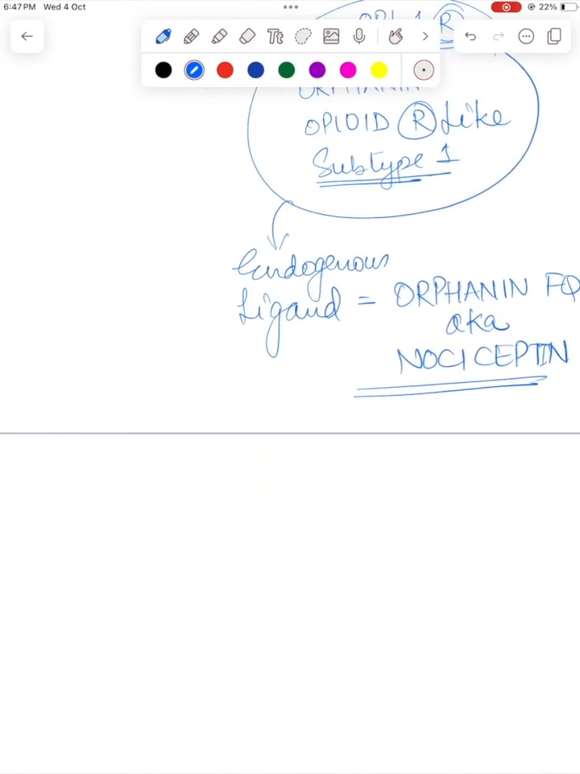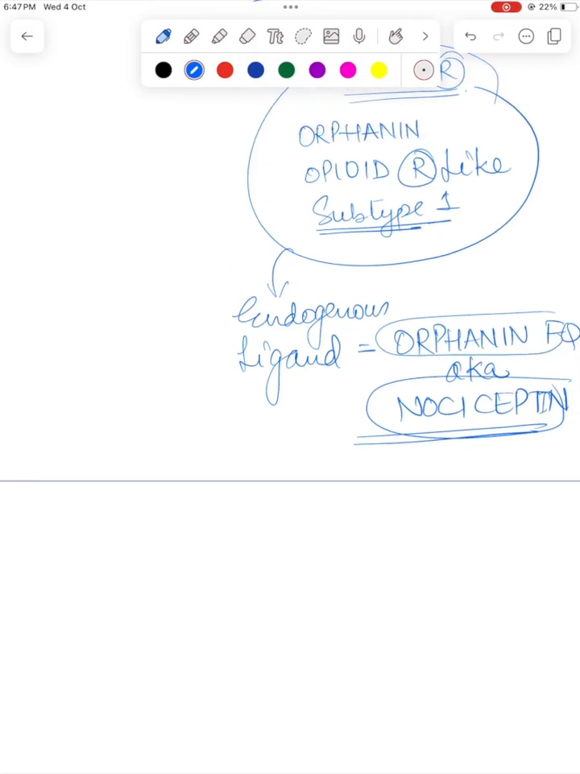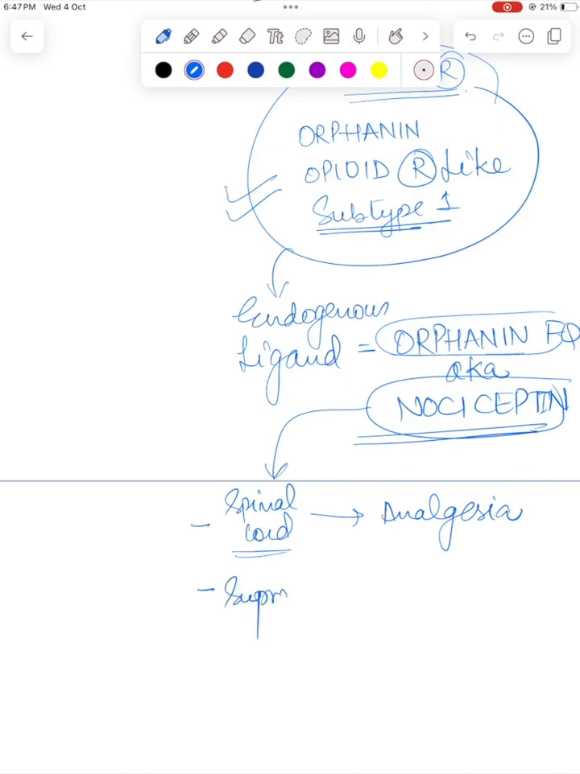In fact, it was found that with nociceptin, or orphanin FQ, when these newer opioid receptors were being described, when they injected orphanin FQ or nociceptin in the spinal cord, there was analgesia. But when they artificially injected the nociceptin in animal models in supraspinal centers, there was pain and pronociception was observed.